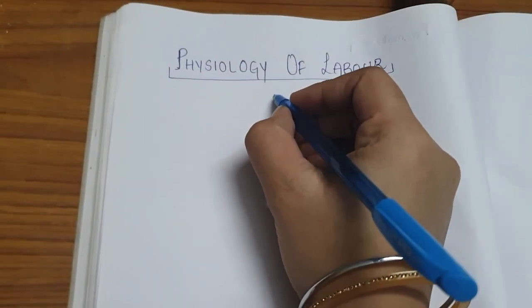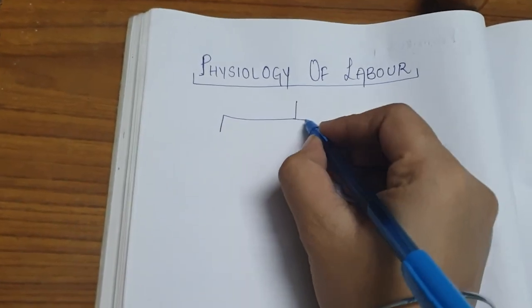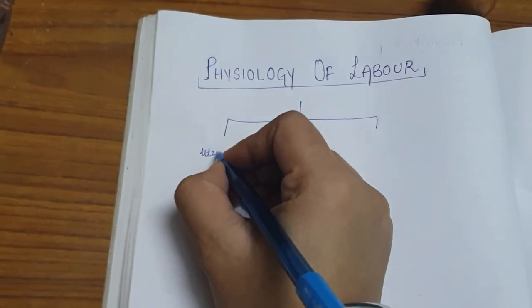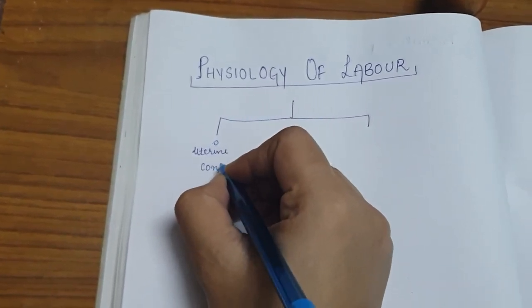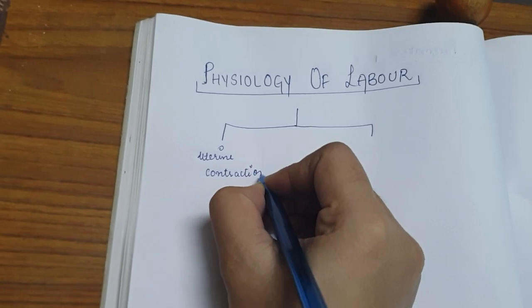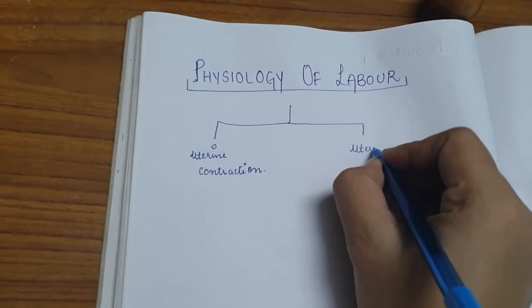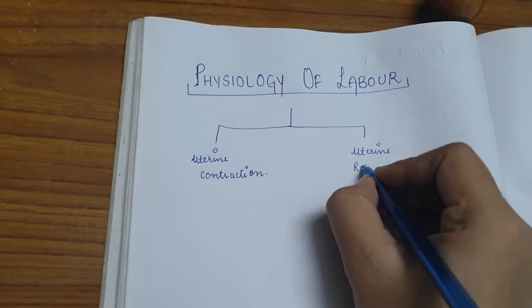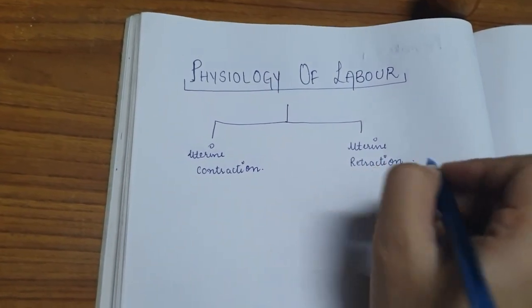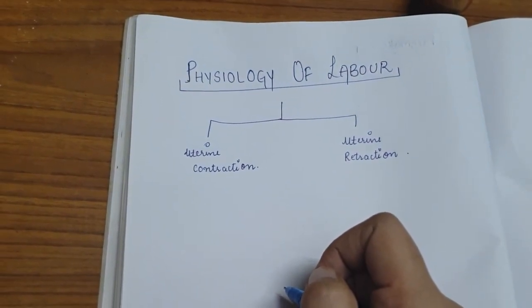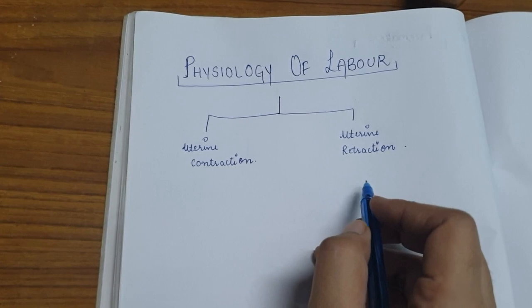So in the previous lecture, I discussed what labor is and what its causes are. In today's lecture, I will discuss the physiology of labor. The physiology of labor consists of two terms, that is uterine contraction and uterine retraction. So under the physiology of labor, we will discuss these two terms: uterine contraction and uterine retraction.